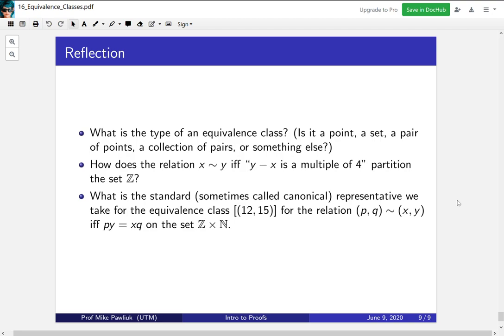Finally, let's take a moment to reflect. What is the type of an equivalence class? Is an equivalence class a point, a set, a pair of points, a collection of pairs, or something else? How does the relation x is related to y if and only if y minus x is a multiple of 4 partition the set of integers? Finally, what is the standard, or sometimes people call this the canonical, representative we take for the equivalence class of 1215 using that usual relation?